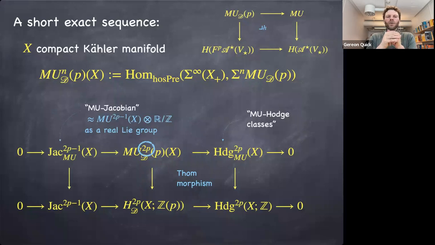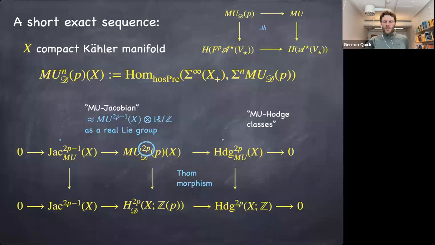And so yes, we use this short exact sequence basically as a definition of this object, the Jacobian for complex cobordism. And if you wonder how it looks, well, you can compute it, at least as a real Lie group. If you don't consider the complex structure, then it's MU^{2p-1}(X) tensor R modulo V. So it's something that you can compute in principle.